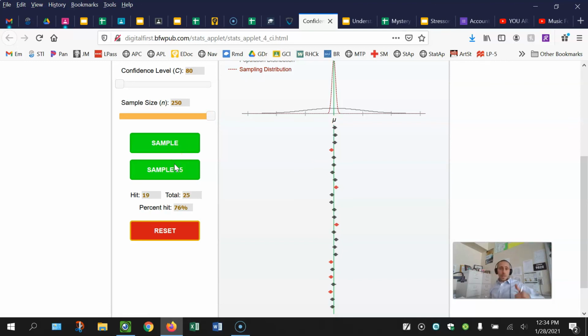So when the sample size increases, the variability decreases. No shock there. We've seen that a million times. So margin of error decreases. But you'll notice the capture rate isn't changing. If it's 80% confidence, it's around 80%. All right, that's it for part 2.